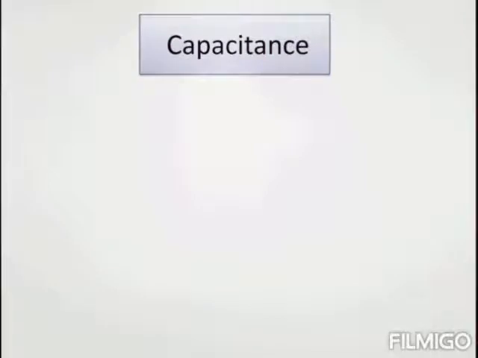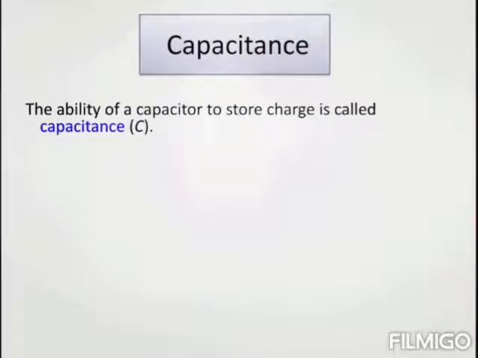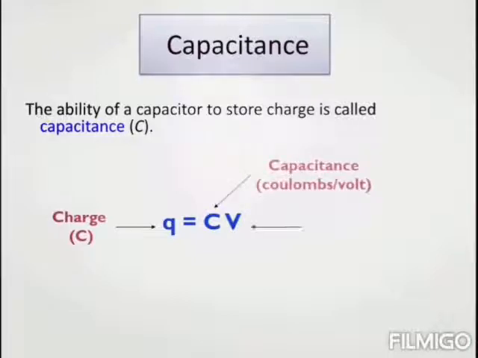Next, what is capacitance? The ability of a capacitor to store charge is called capacitance. That is, Q is equal to C into V. The charge is equal to capacitance times voltage. The SI unit of capacitance is coulombs per volt.